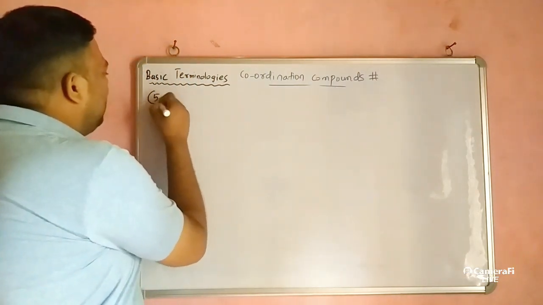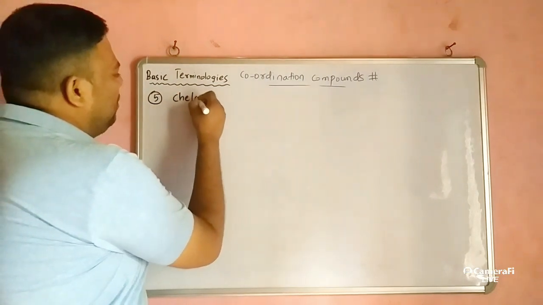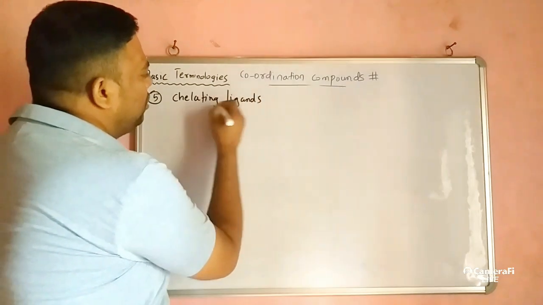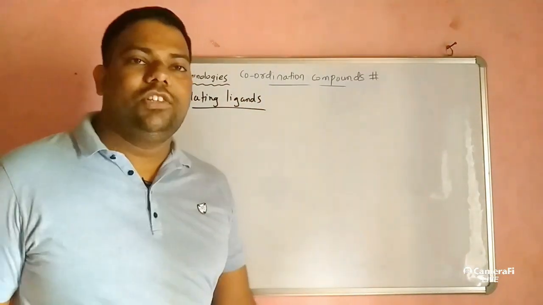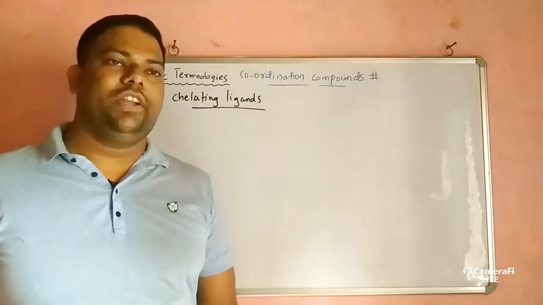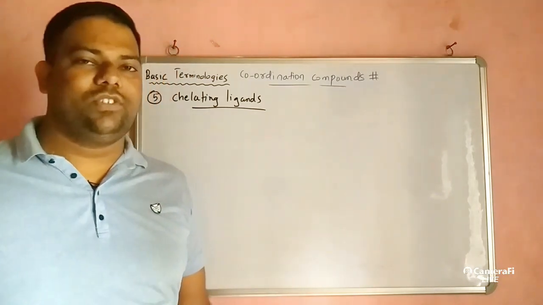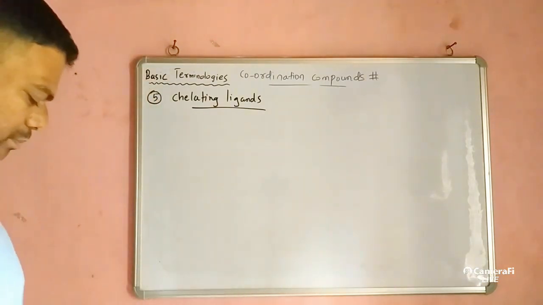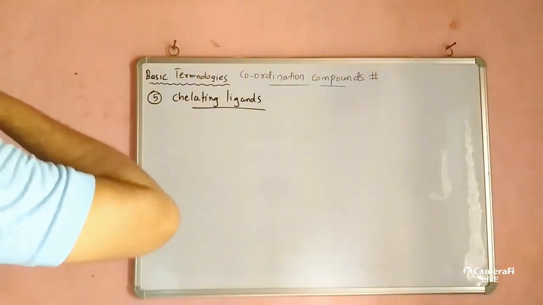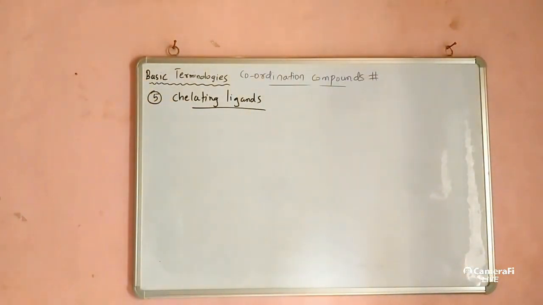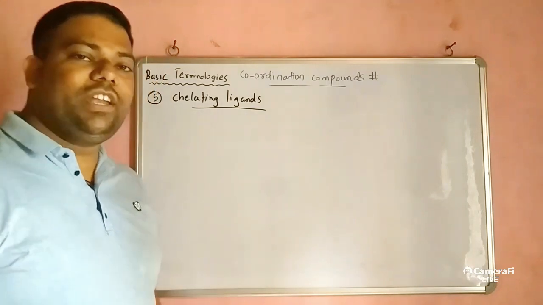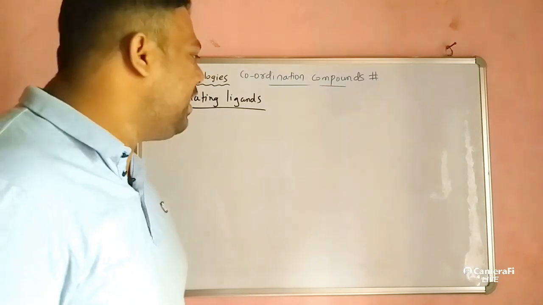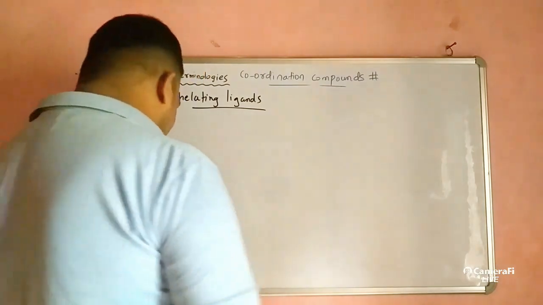What about that? Chelating ligands. So what will be these chelating ligands? Chelating ligands are those related to polydentate ligands. Some polydentate ligands bond to the central metal atom with their donor sites to form a closed ring. So polydentate ligands bonding with the central metal atom to form a closed ring, we can call them chelating ligands.